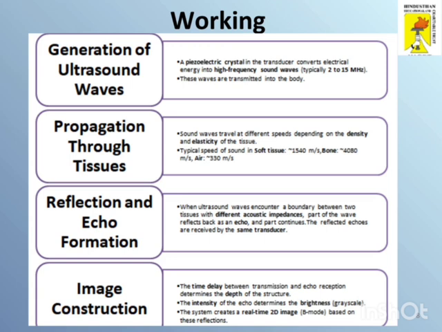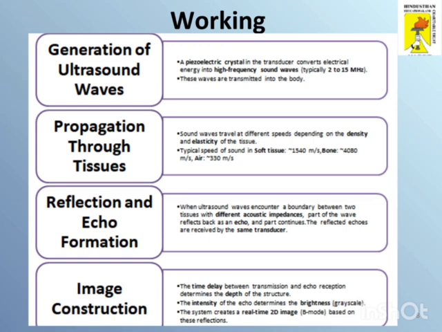The sound waves travel at different speeds depending on the density and elasticity of the tissue. For example, in soft tissues, the speed of sound is 1540 meters per second. For bone, it is 4080 meters per second, and for air, it is 3030 meters per second. After the propagation, the reflection and echo formation happens. When ultrasound waves encounter boundaries between two tissues with different acoustic impedance, a part of the wave is reflected back as echoes, and a part continues.